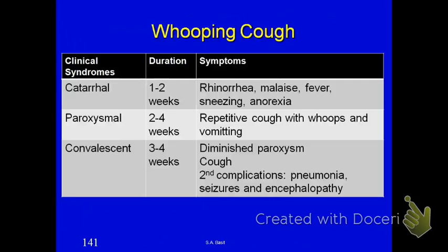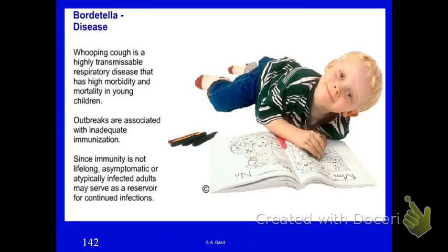But if you're not able to recover, you'll have complications, and this would include pneumonia, seizures, and encephalopathy. Encephalopathy, by the way, is dangerous because this already involves the brain. So whooping cough is a highly transmittable respiratory disease, and it has a high morbidity and mortality among young children.